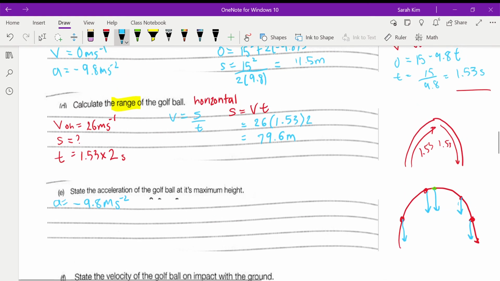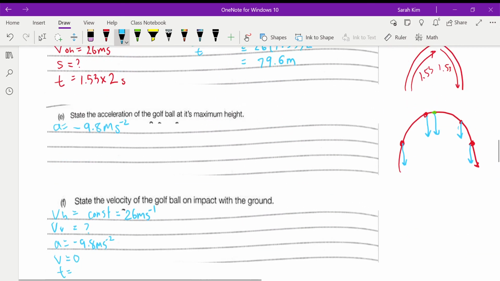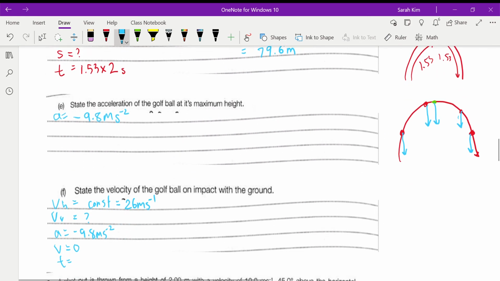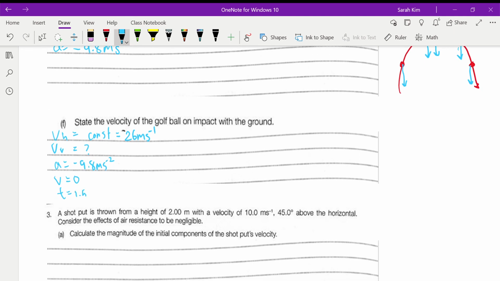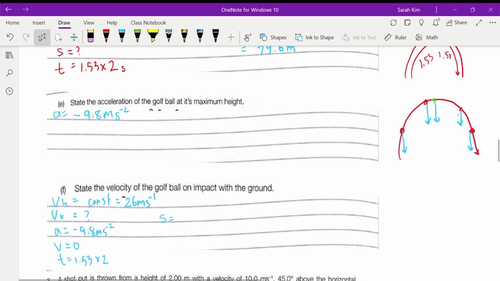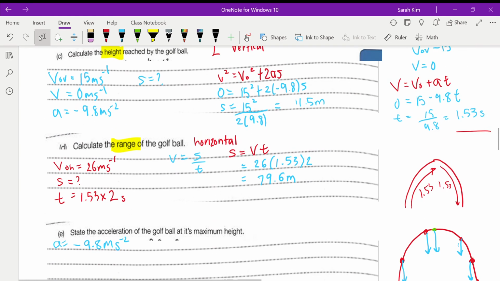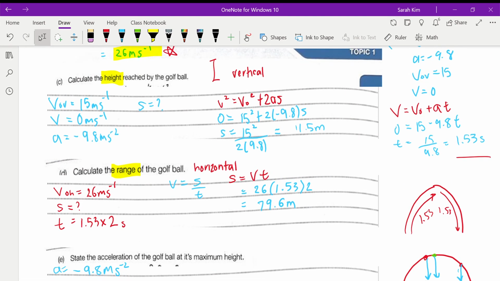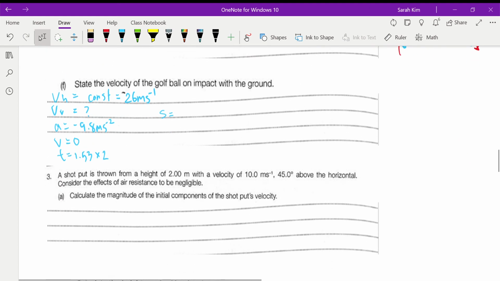My velocity is 0. So technically we know every fact. I think, was it 4 seconds? No, it was around 1.53 times 2. And what's the last fact? S we know as well technically, the maximum height, 11.5. So we know every fact technically.